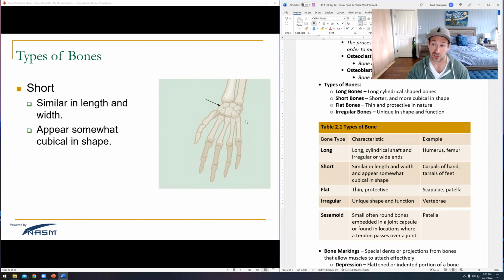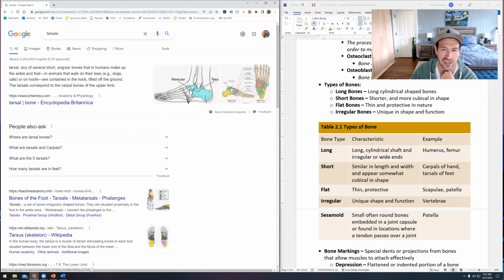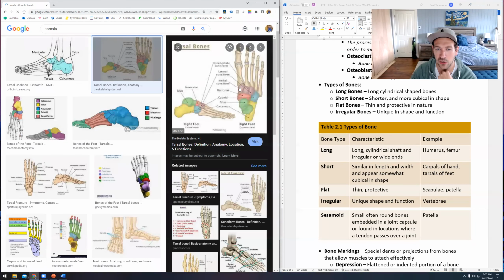If we look at our tarsals, you'll see all of these cube-shaped bones here, right? And then there's your metatarsals, making up the bridge there. So those are short bones.